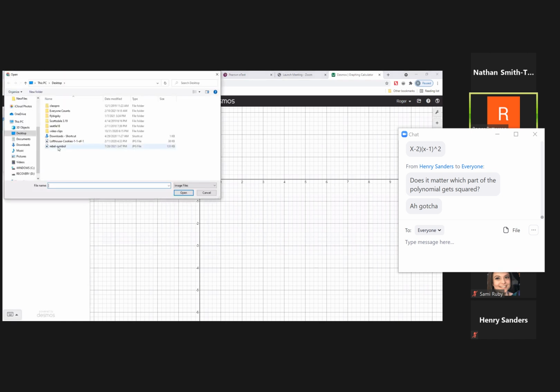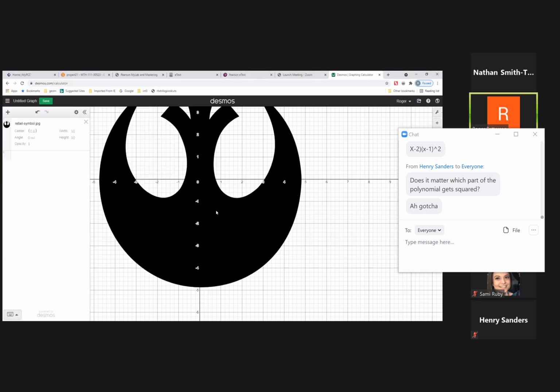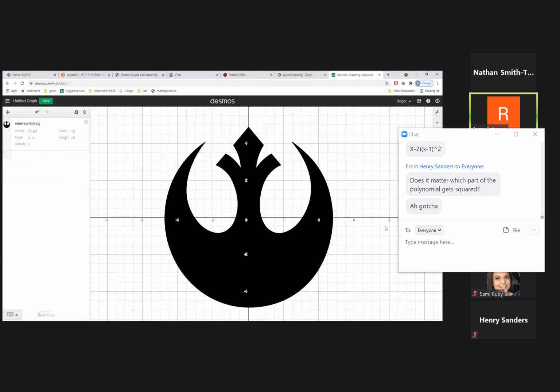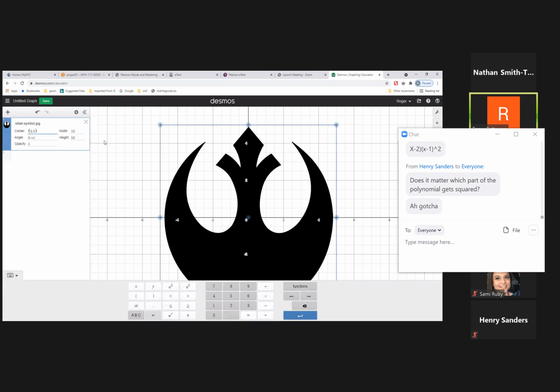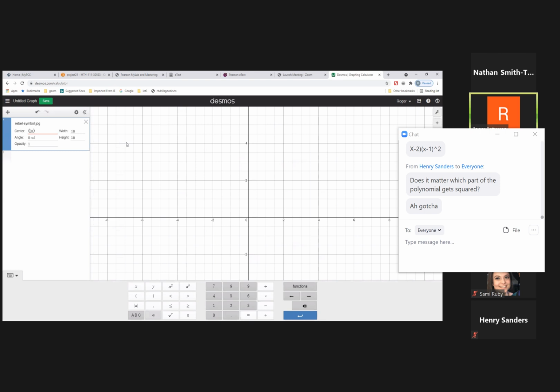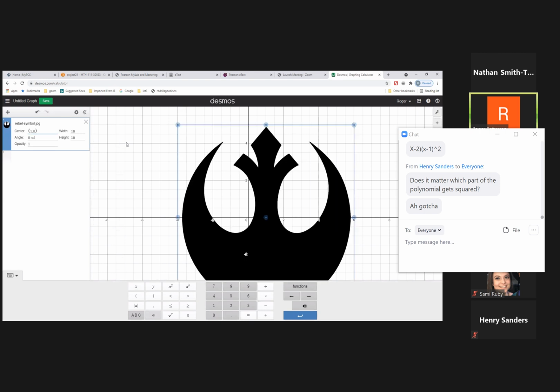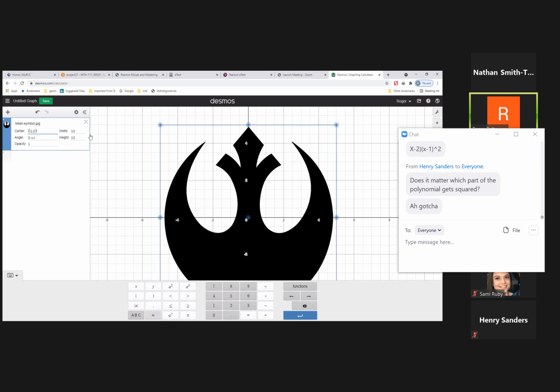And there it is. It's called a rebel symbol. I never knew that. And I open it up and then it puts it in there. Okay. You can change the center and move it by clicking on that and moving it around. You can put it any place you want. You can change the width, you can change the height. Don't mess with this one though. You can change that any way you want.